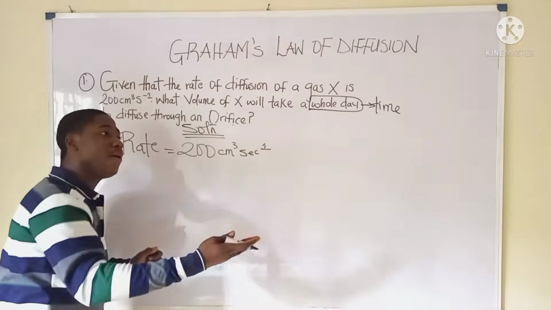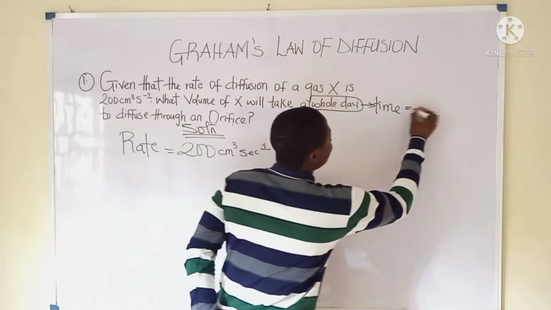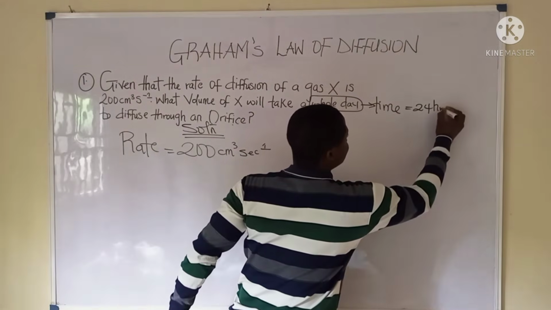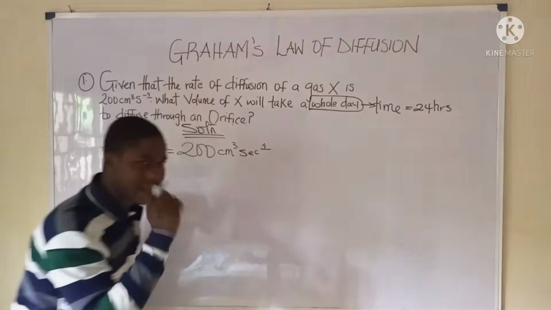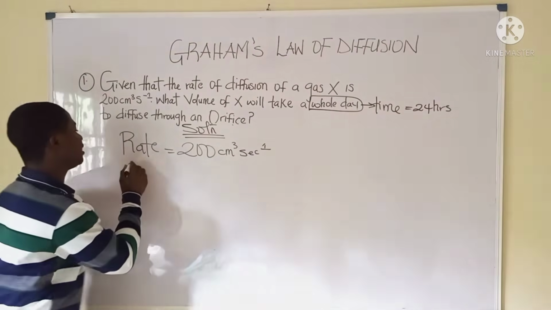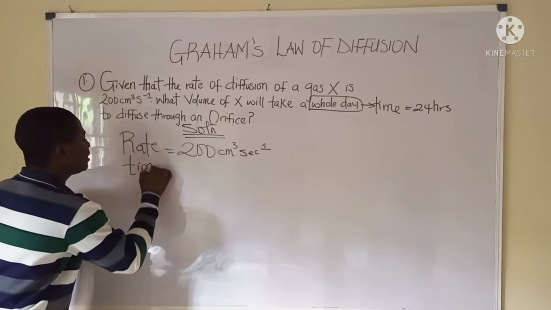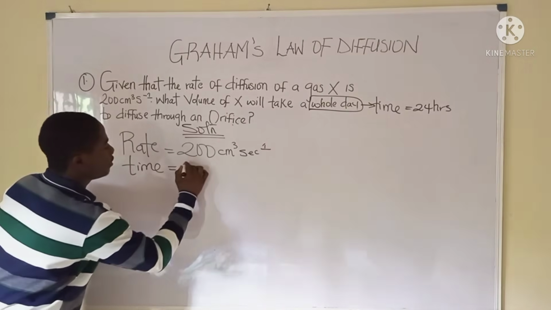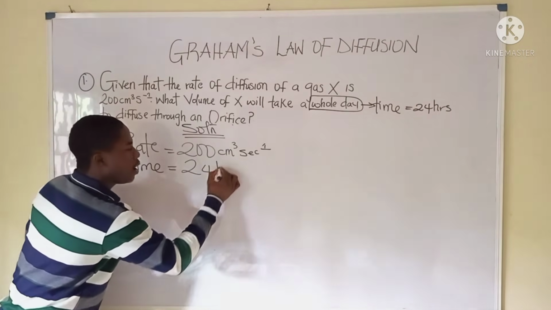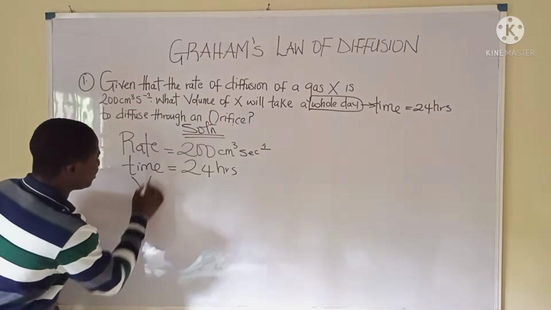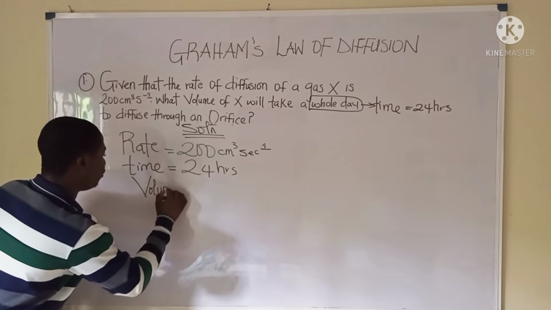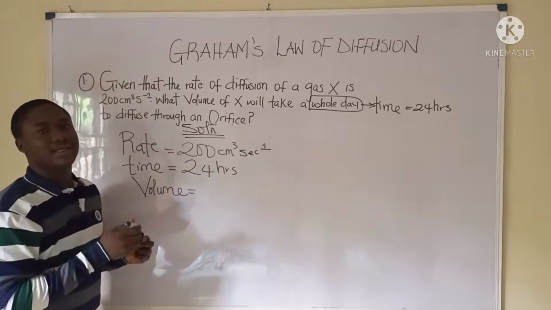And how many hours are in a day? We have 24 hours in a day. So basically, the time becomes 24 hours. They are asking us to get the volume of gas X.